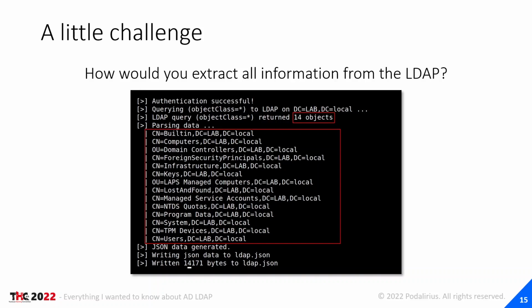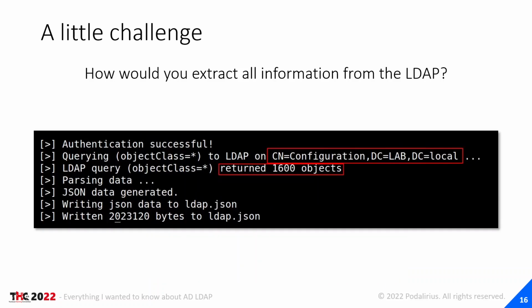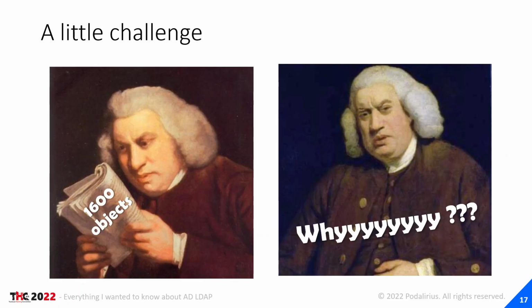So I started to mess around with LDAP queries, and I made an LDAP query not on the root object of the domain, not on DC equals lab, DC equals local, but on CN equals configuration, DC equals lab, DC equals local. And I had 1,600 objects, which is way higher than 14. So something is going on here.